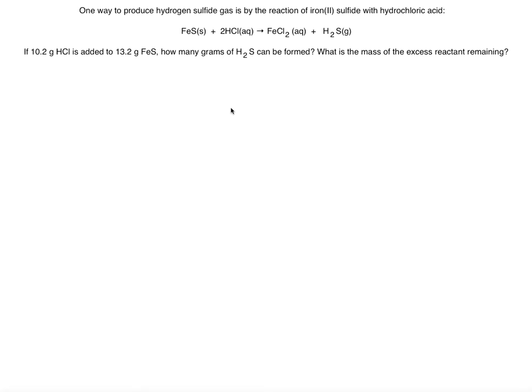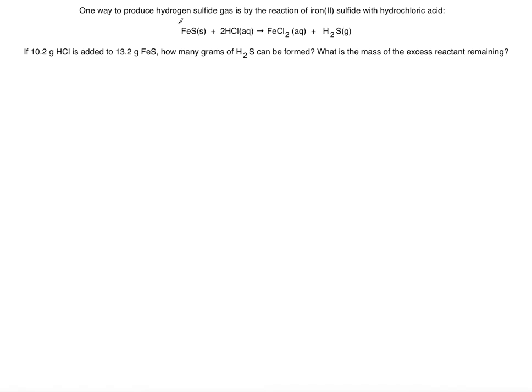One way to produce hydrogen sulfide gas is by the reaction of iron(II) sulfide with hydrochloric acid. So we have the equation here, and we're told that 10.2 grams of HCl is added to 13.2 grams of FeS. How many grams of H2S can be formed? What is the mass of the excess reactant remaining?